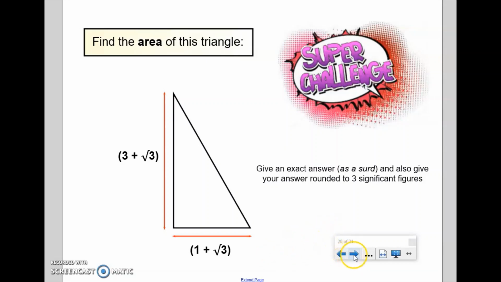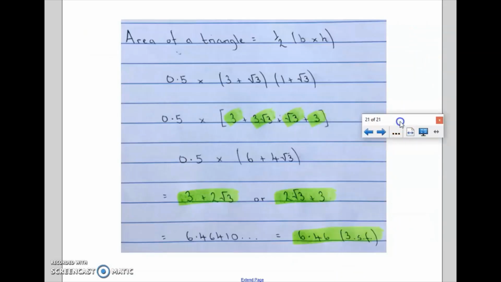Okay, welcome back. My worked solution for this question looks like so. We know the area of a triangle is half base times height. We're going to use that, but we're going to input the surds for the base and the height. When we do a multiplication, it's as if we are expanding the double brackets. So 3 times 1 is where this 3 comes from. 3 times root 3 is where this comes from. Root 3 times 1 is where this root 3 comes from.